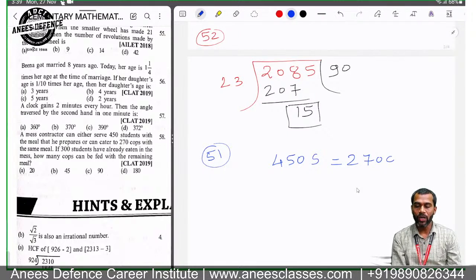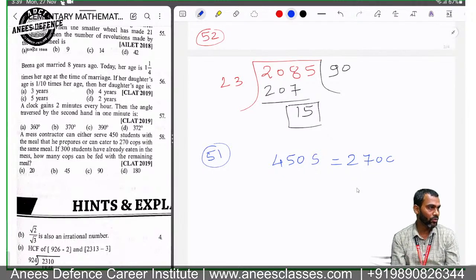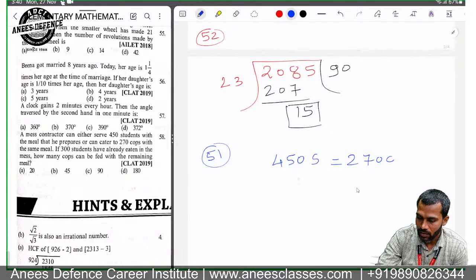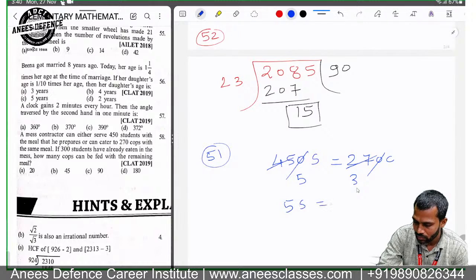See, every student eats S unit of food. And how many students are there in all? Total 450. So the total food required would be 450 S units. Similarly, how many cops are there? 270. And the total food is constant. That is there in the question. Now if you simplify it, you'll get 9 fives are 45, and 9 threes are 27. So 5S is equal to 3C.